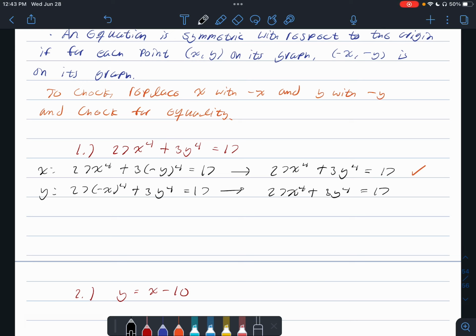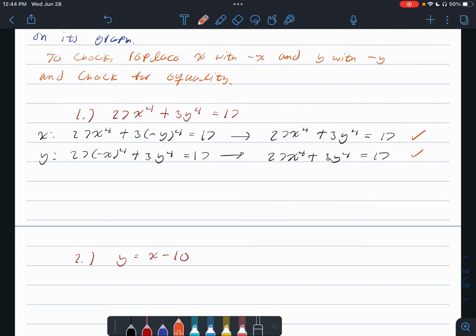Okay? And again, we know that because negative x to the fourth is raised to an even power, that negative is going to go away, and we have our original equation back. So it is symmetric with respect to both the x and the y-axis. And therefore, because of that, it is also symmetric with respect to the origin.